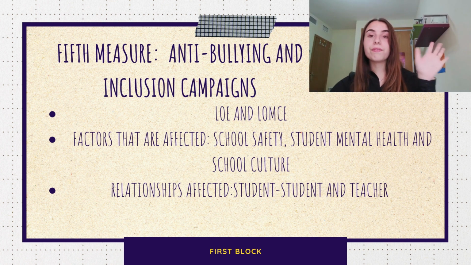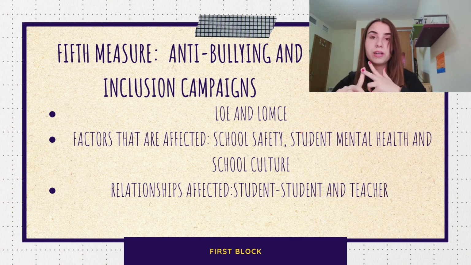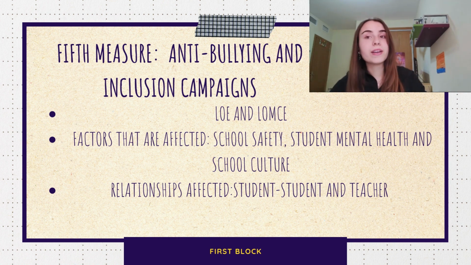And lastly, the fifth and last measure is anti-bullying and inclusion campaigns. It's essential to promote respect and inclusion directly as it affects the school climate and student safety. Anti-bullying measures were mandated by the LOE and LOMCE, and the factors affected include school safety, student mental health, and school culture. Finally, the student-student and student-teacher relationships are affected.